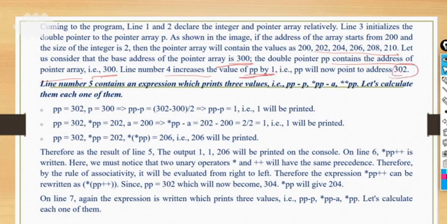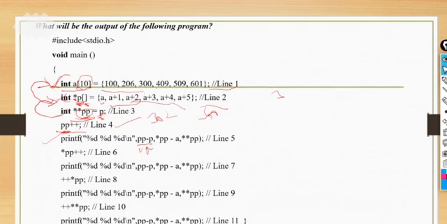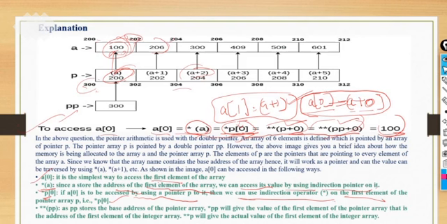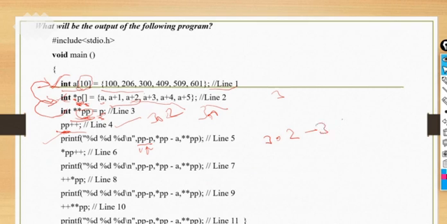I have already mentioned it will become 302, right? I have mentioned it here. So 302 after increment. Now what is the value of PP? 302. Minus what is the value of P? P's value is 300, as we know very well. So 302 minus 300 gives 2.